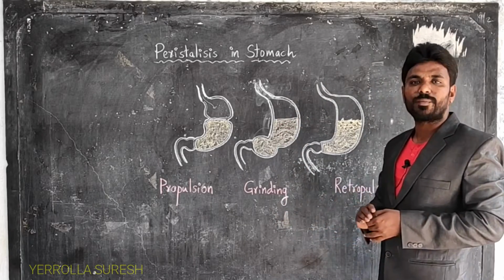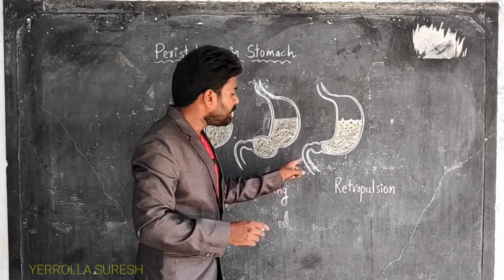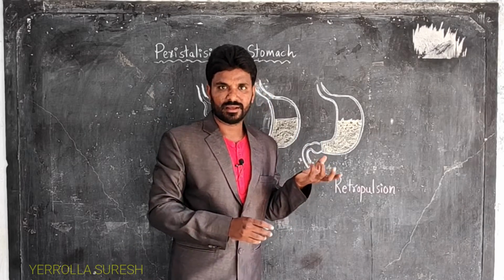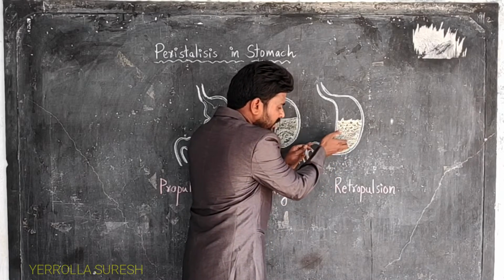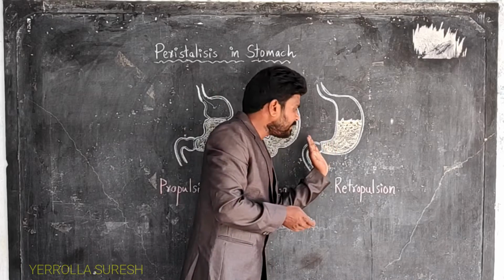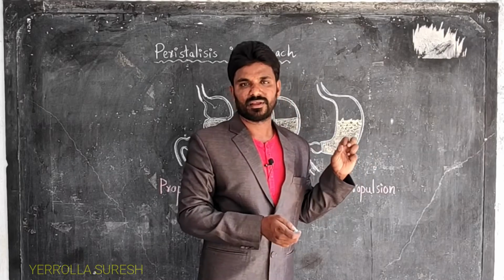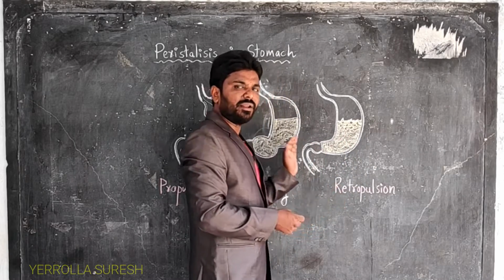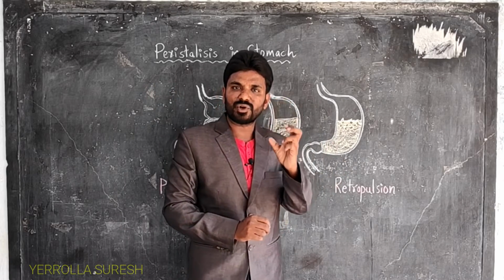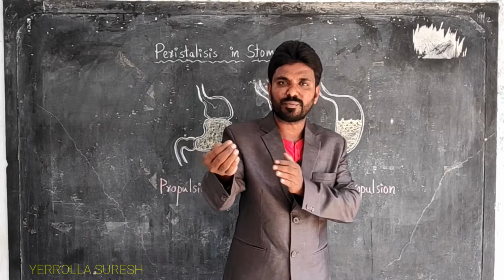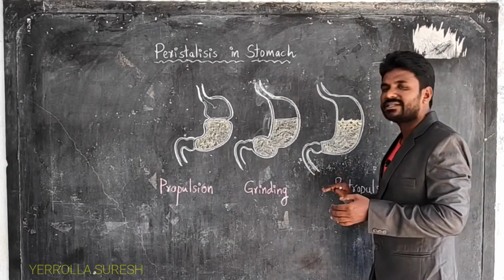And the third one, retropulsion. Retropulsion is another kind of peristalsis, and at the time of retropulsion, the pyloric sphincter gets opened. What happens at the time of retropulsion? Only a small amount of chyme is allowed into the small intestine, and the remaining food material is drawn back, moved back. In propulsion the food material moves forward, but in retropulsion only a small amount of food material moves forward and the remaining food material moves backward. This backward movement of food material is known as retropulsion.